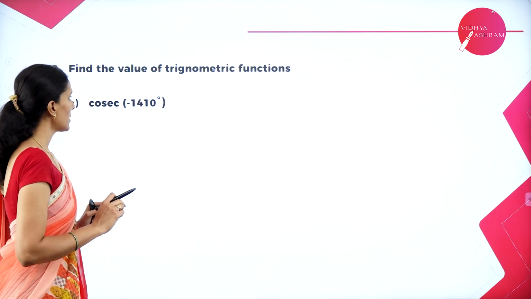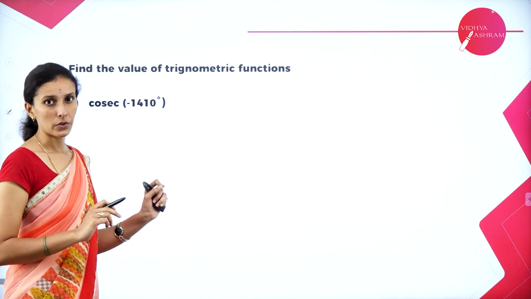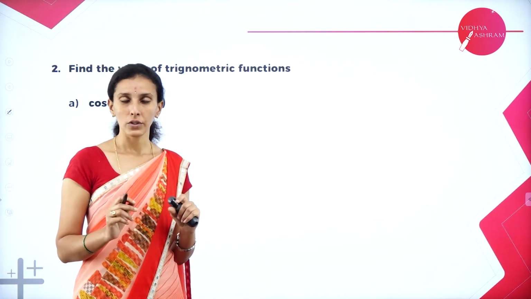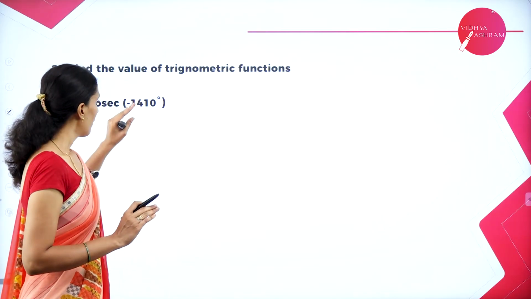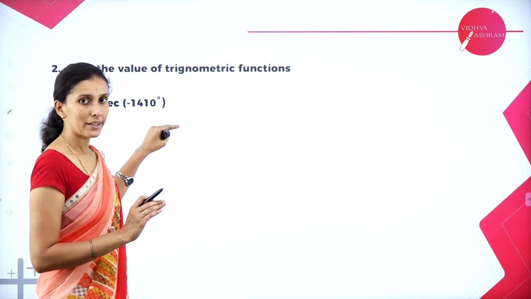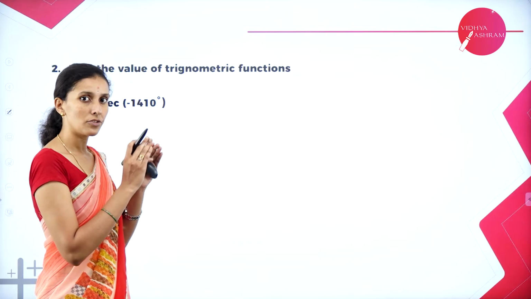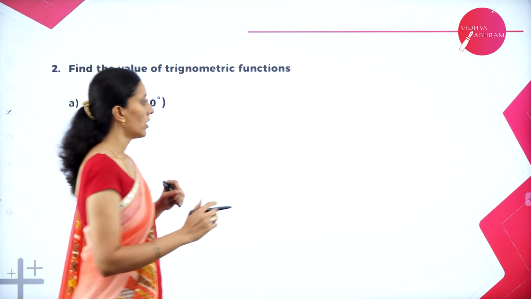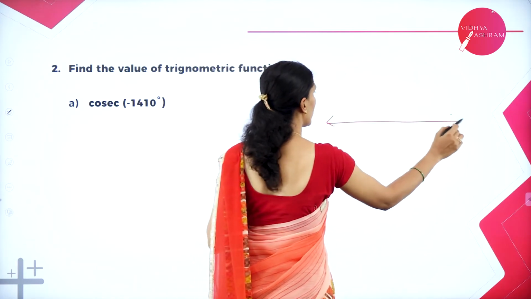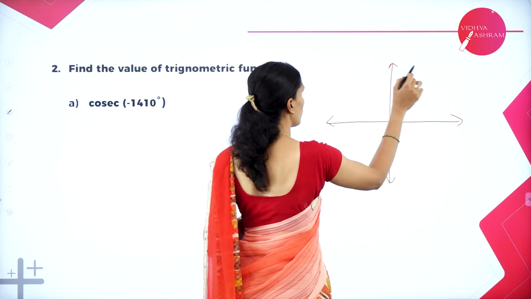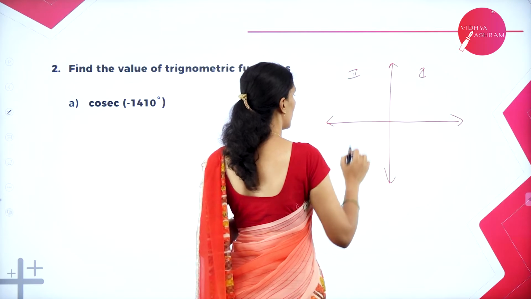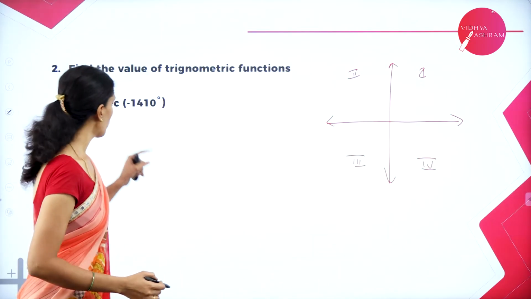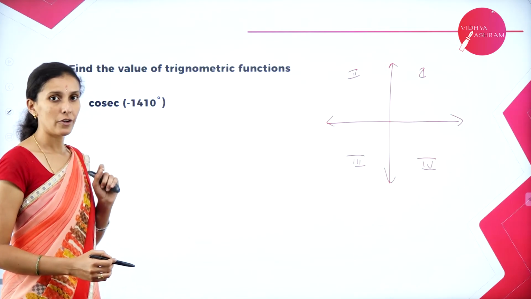Now we have cosecant of minus 1410. You don't know the value of minus 1410. So first, find the nearest complete value, that is the nearest 360 degree multiple for 1410 degree. Also, try to see the concept in terms of quadrants: first, second, third and fourth. Why am I telling you to find the nearest multiple of 360?